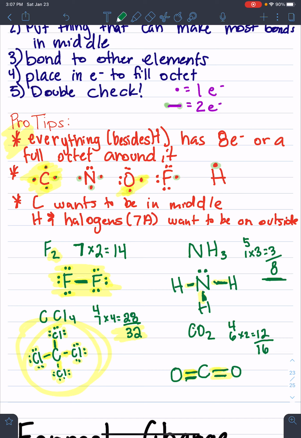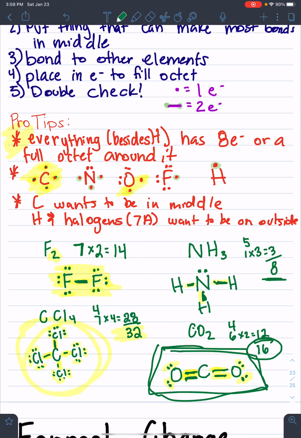Now both of the oxygens still need electrons, so they have 2, 4. So we need to do 6, 8, and then we need to do 6, 8 around that one. So now that they all have a full octet, let's count to make sure. So we have 2, 4, 6, 8, 10, 12, 13, 14, 15, 16. So 16 valence electrons, we hit our goal. This is what it looks like.